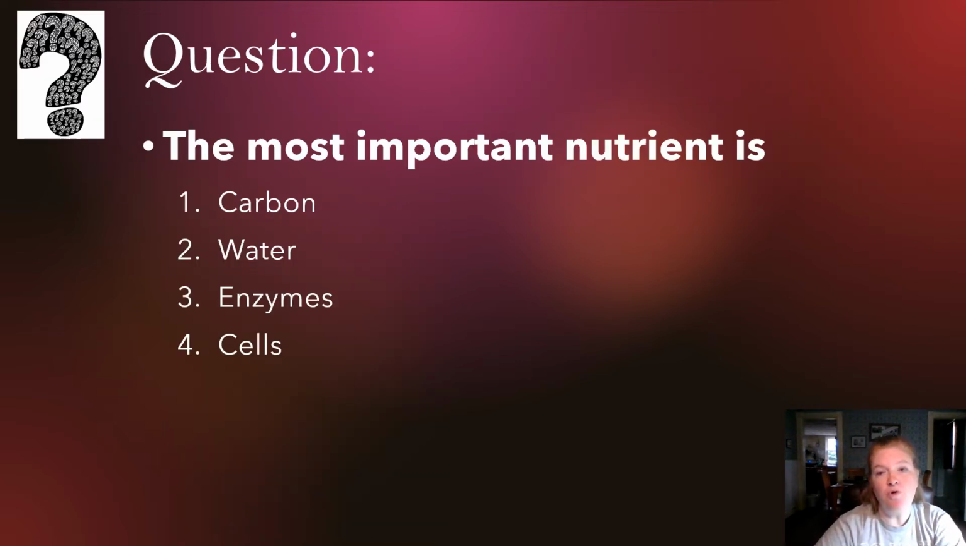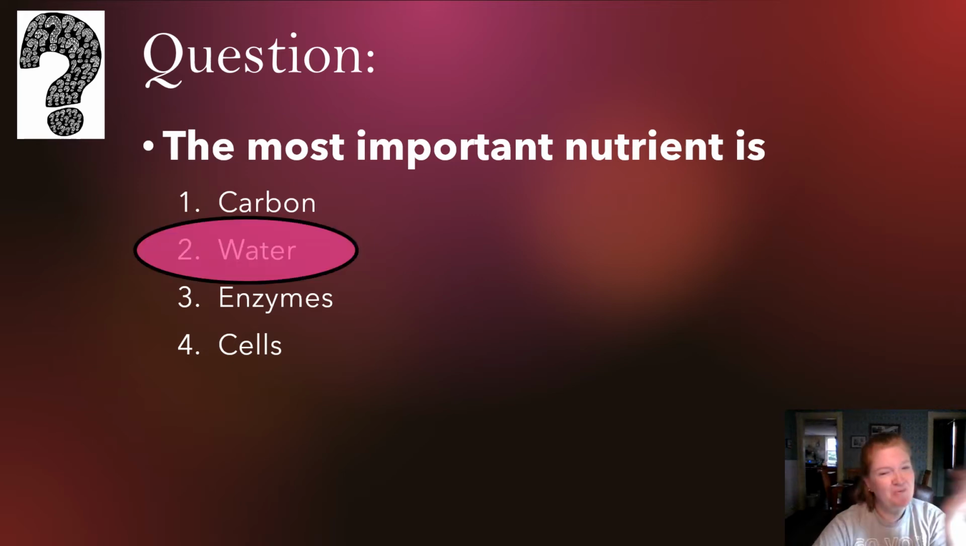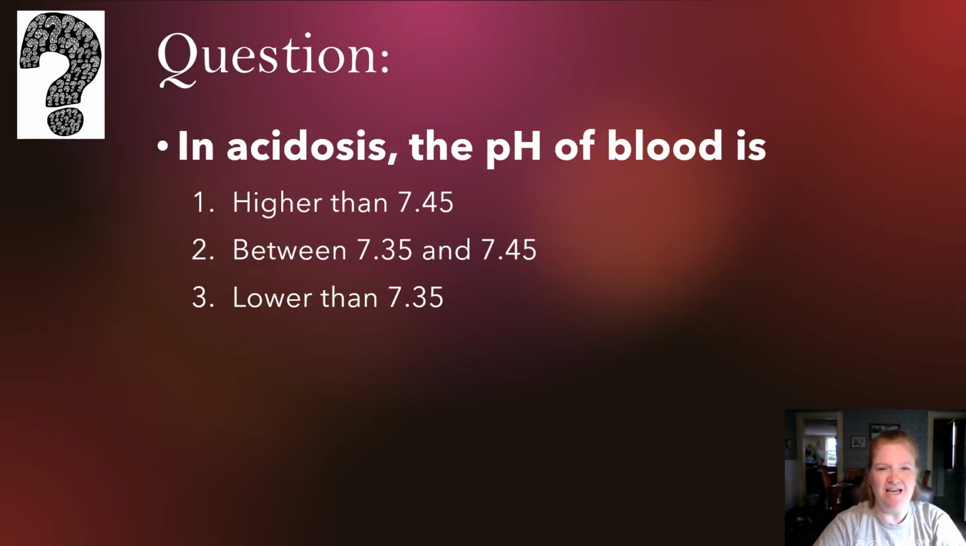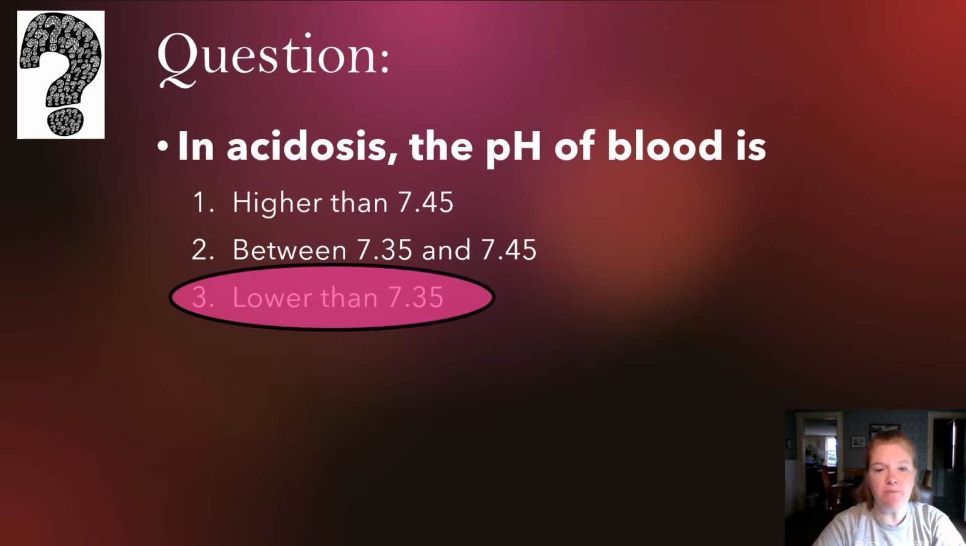The most important nutrient is, do you remember? Water, of course. In acidosis, the pH of blood is, so in acidosis, lower than 7.35.